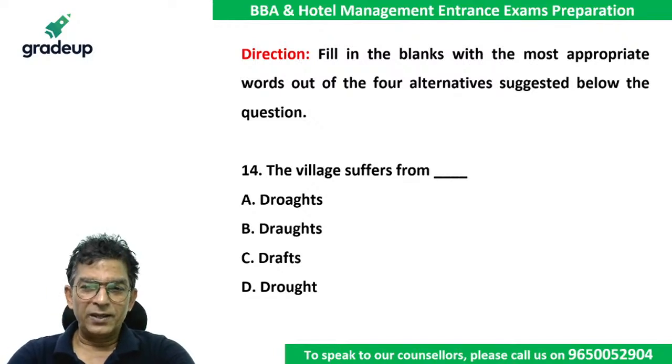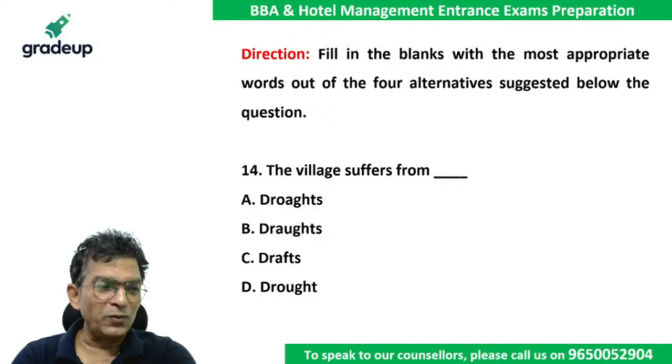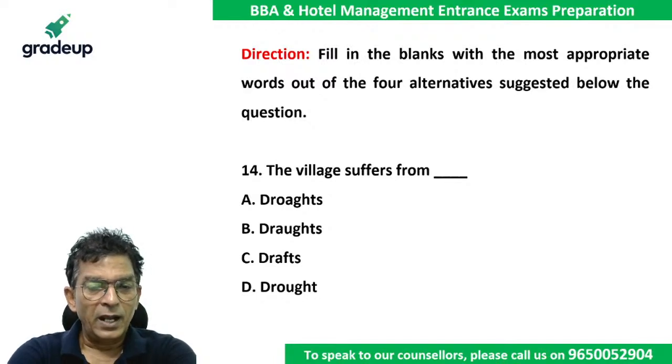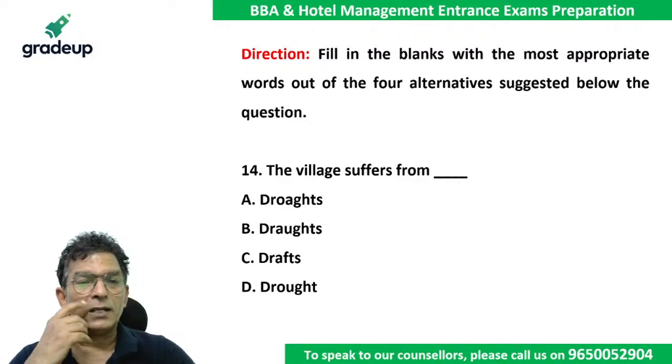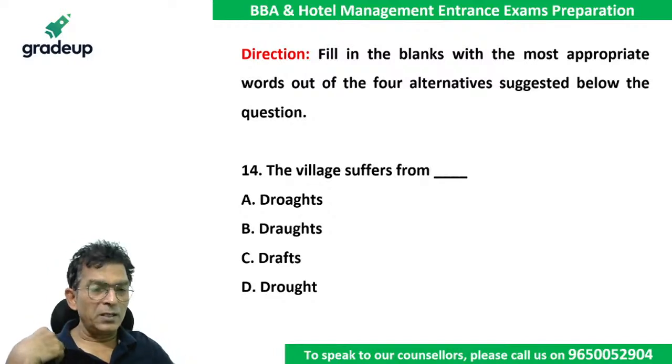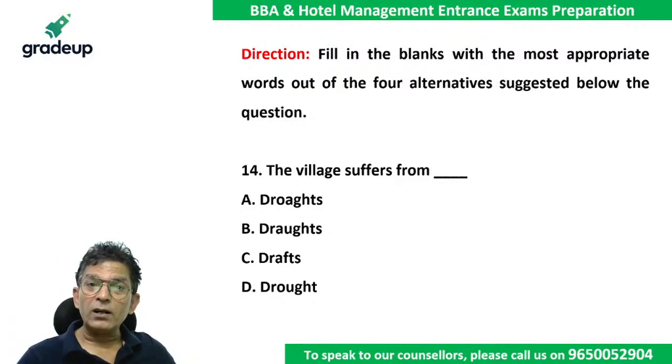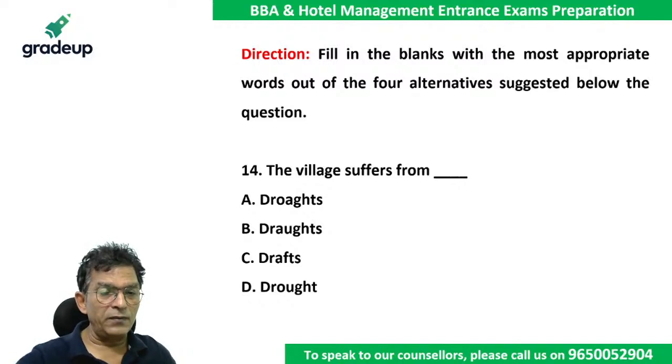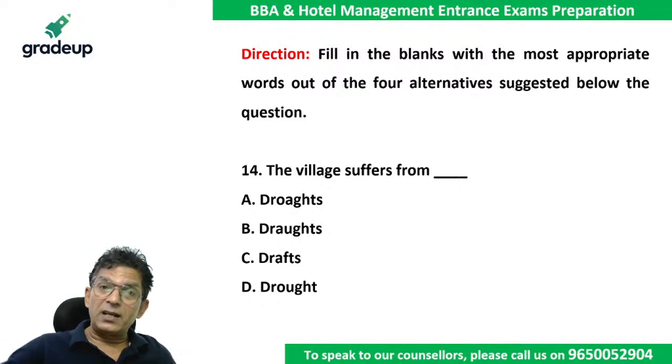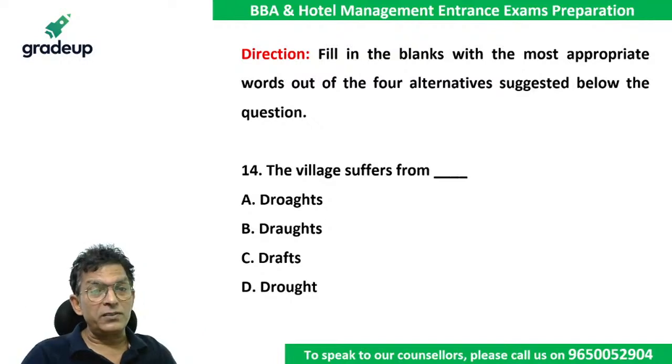I'll tell you the difference, but then which one do you think is the correct one? D is the correct answer. Very good. And draft is nothing but, when wind blows, a draft is a current of cool air. A current of cool air is called draft, but the spelling is D-R-A-U-G-H-T.